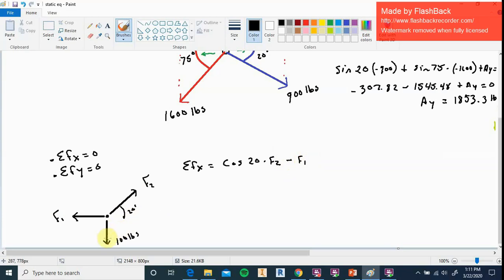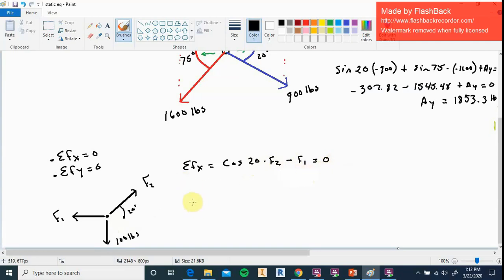And then we'll look at this guy here. This guy here is actually on the y-axis, so that means it does not have a pull in x at all. So we're not even going to count that in our equation because it doesn't have an x component. So here I have the cosine of 20 times F2 minus F1 equals 0. Only problem is I have two variables, two unknowns, and I can't really solve for that.